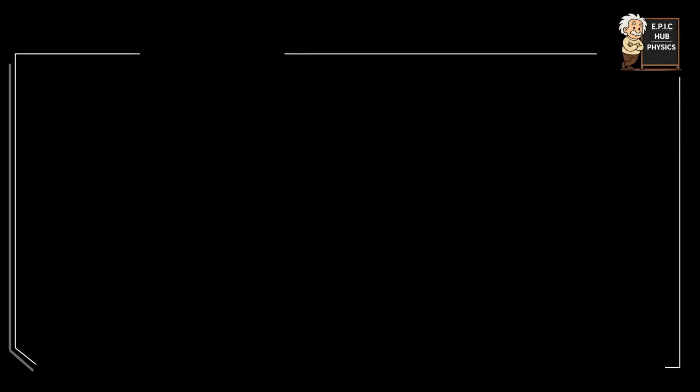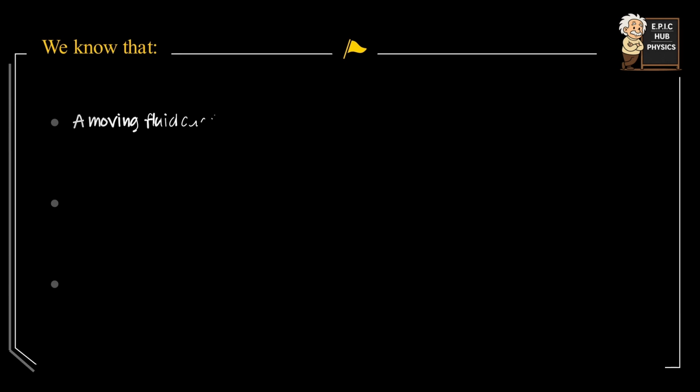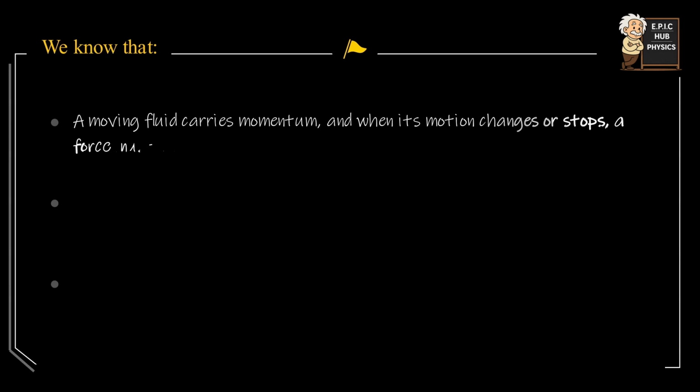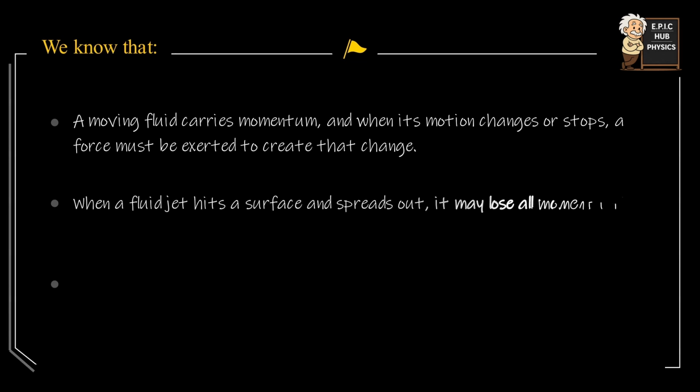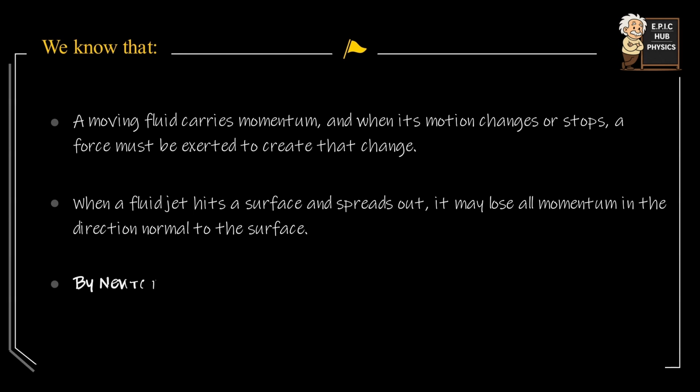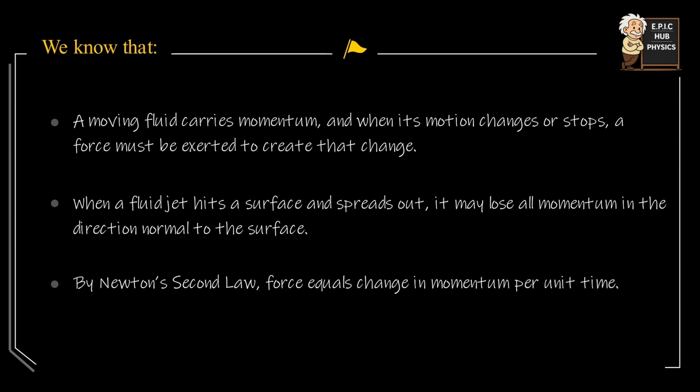This problem tests our understanding of momentum in fluids and the application of Newton's second law to continuous jets. Before we get into the main solution, let's recall the relevant concepts. We know that a moving fluid carries momentum, and whenever its motion changes or stops, a force must be exerted to create that change. We also know that when a fluid jet hits a surface and spreads out, it loses all momentum in the direction normal to the surface.